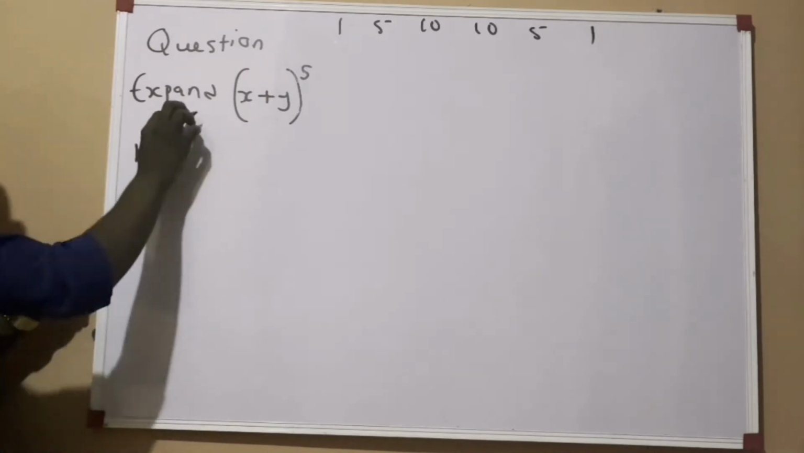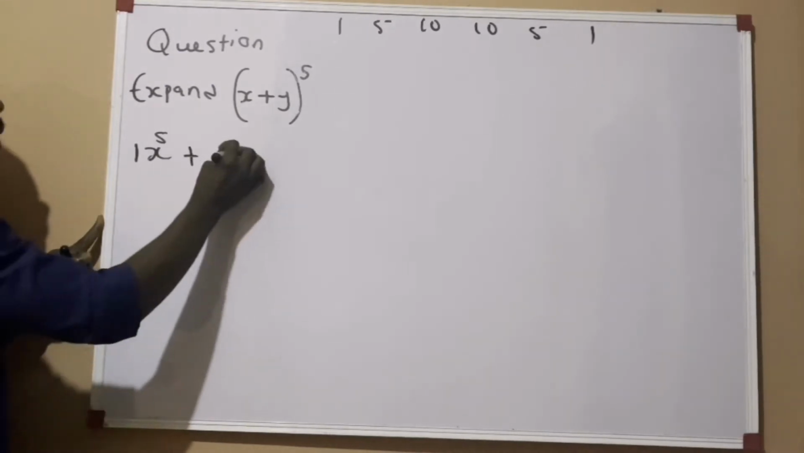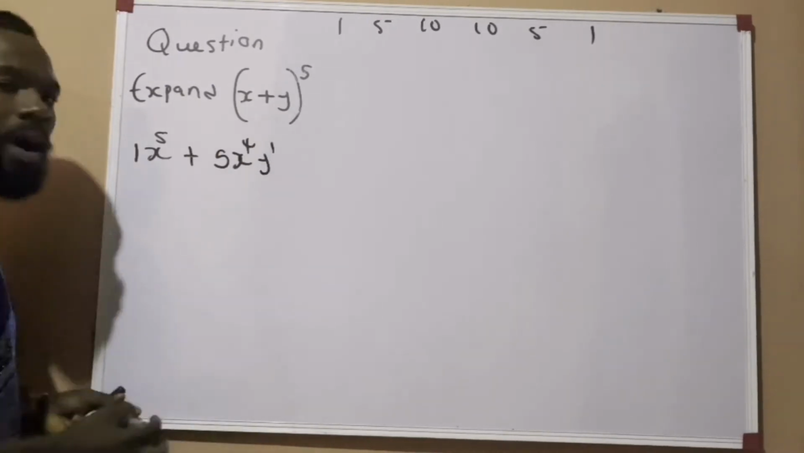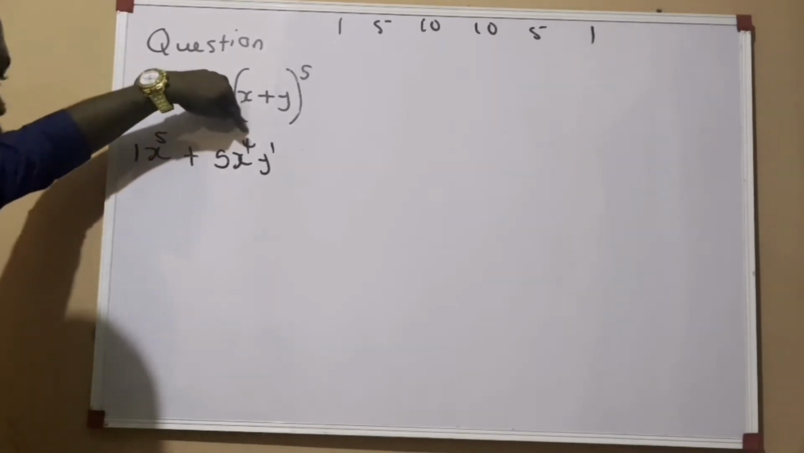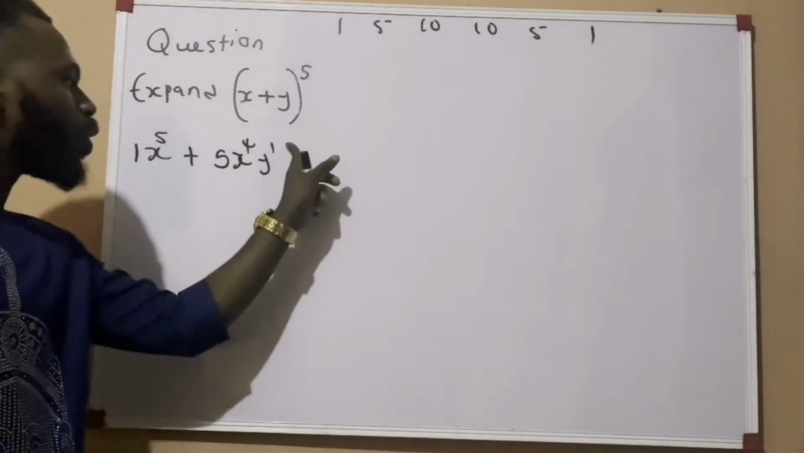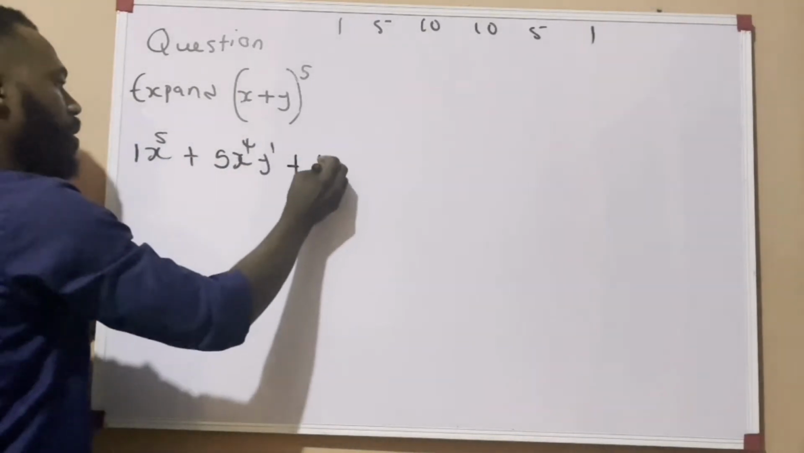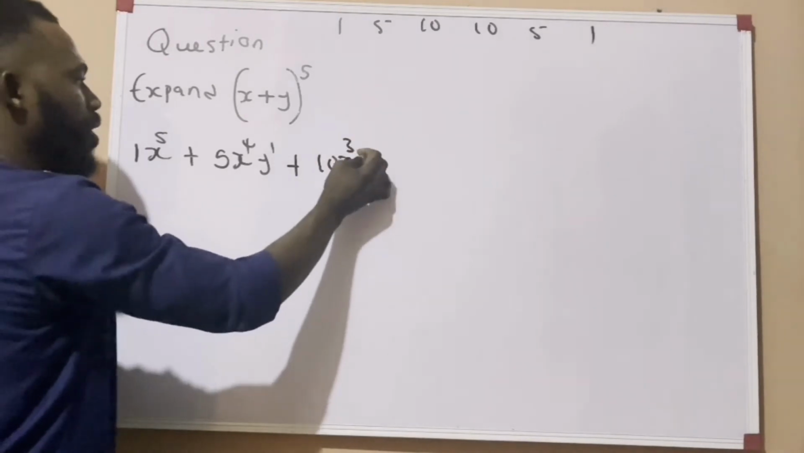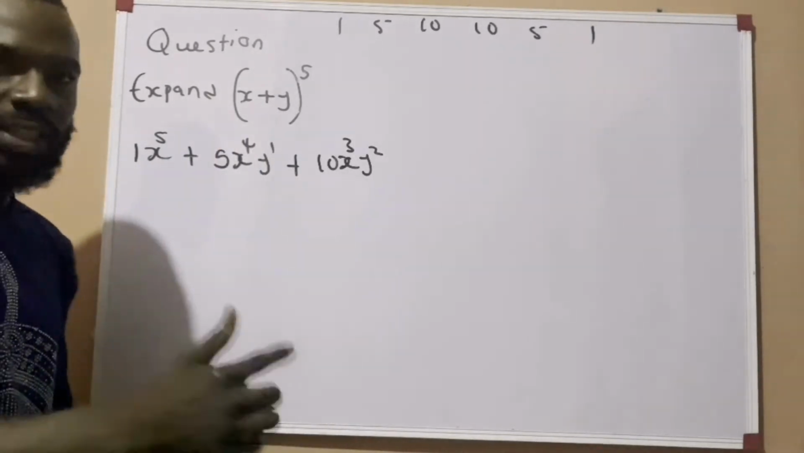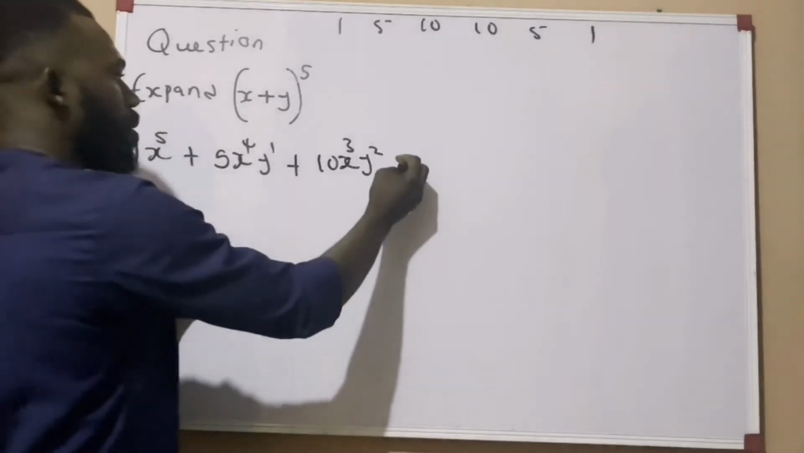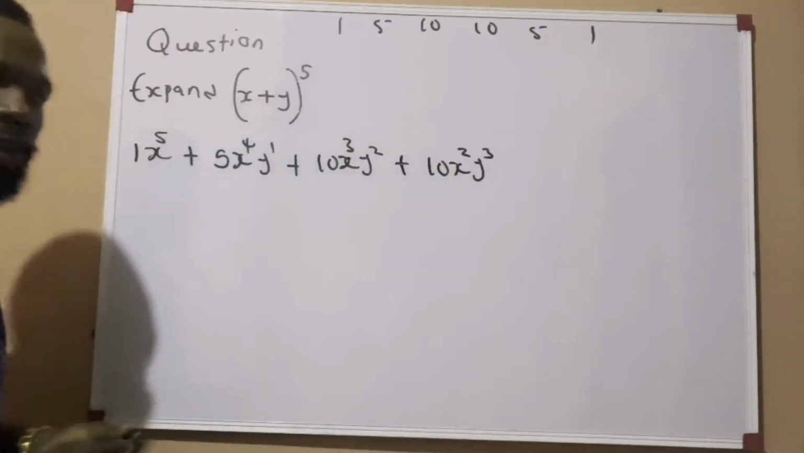After we bring our 1 times x raised to the power of 5, we say plus. My next coefficient is 5, with x raised to the power of 4 and y raised to the power of 1. You see, the power of x reduced from 5 to 4, while the power of y comes into the picture. Next, plus, my coefficient is 10, with x raised to the power 3 and y raised to the power 2. You see the relationship: x is reducing, y is increasing, an inverse relationship. Plus, my next coefficient also is 10, with x raised to the power 2 and y raised to the power 3.